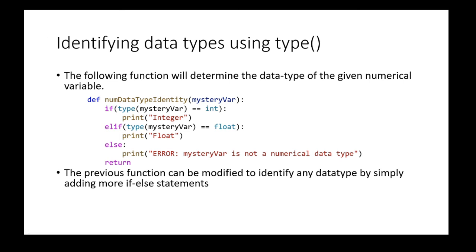In this slide, we're going to use type in conjunction with the if, else if ladder that we learned at the start. So let's run through the code real quick before we go ahead and code this up. We're going to be making a function that takes a parameter of any variable. We call it mystery variable. And if the type of mystery variable is int, print integer. Else if the type of mystery variable is float, print float. Otherwise, print error, mystery variable is not a numerical data type. So let's go ahead and code this up and play with it a little. We'll send through an int, a float, and a string.